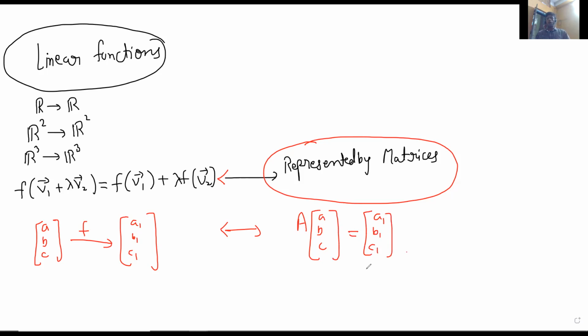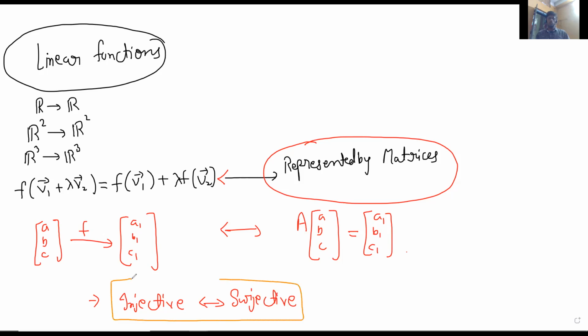And the main thing we had proved is that injective and surjective are the same thing. So this is another thing which we had proved.